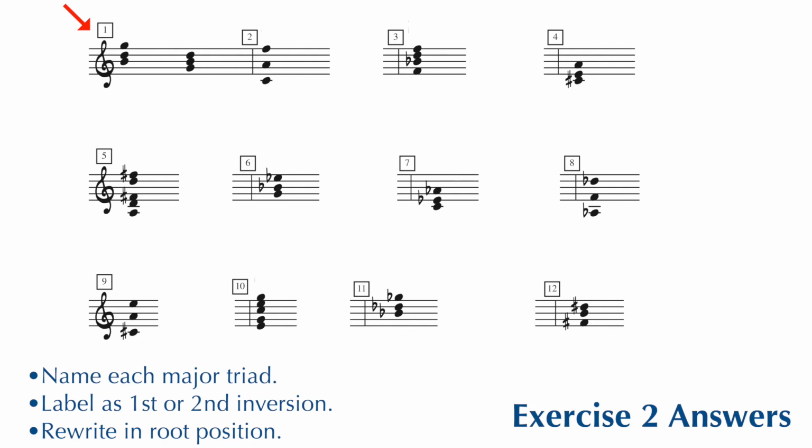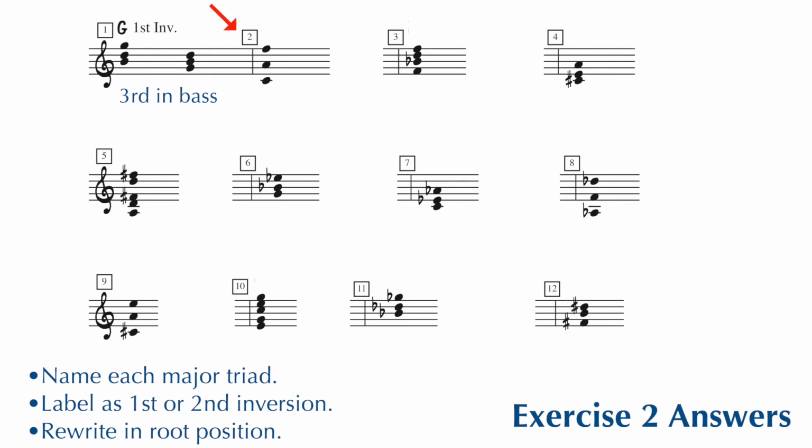I've taken the upper G, moved it down an octave. Now those notes are neatly stacked in thirds, G, B, D. So the original chord is G in first inversion because the B, the third of the chord, is in the bass, or the lowest sounding note of the chord.